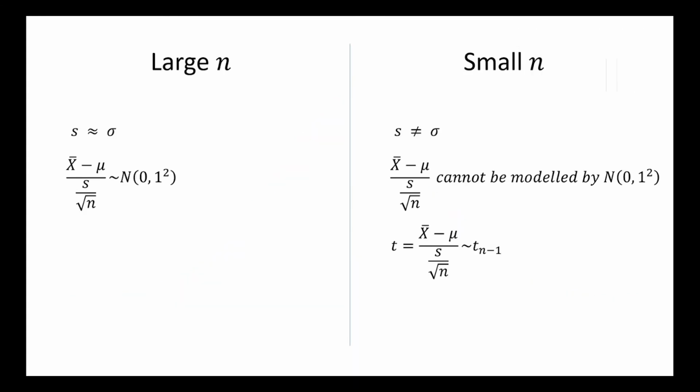So in summary, if we do not know the population variance, two things may well happen. If we have a large sample size, because we can approximate S to sigma, we can model with the normal distribution. If we have a small sample size, we cannot approximate S to sigma, we can't model with the normal distribution, instead we revert to the t-distribution.